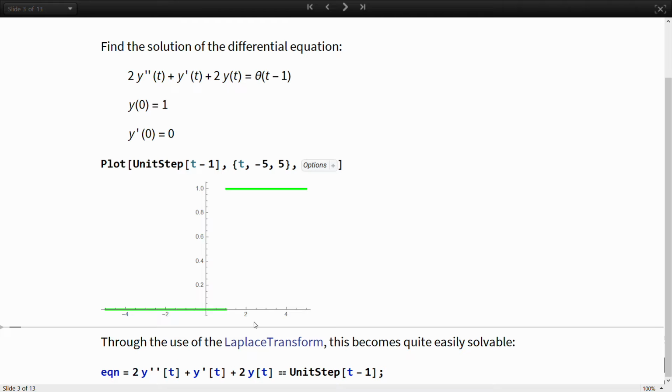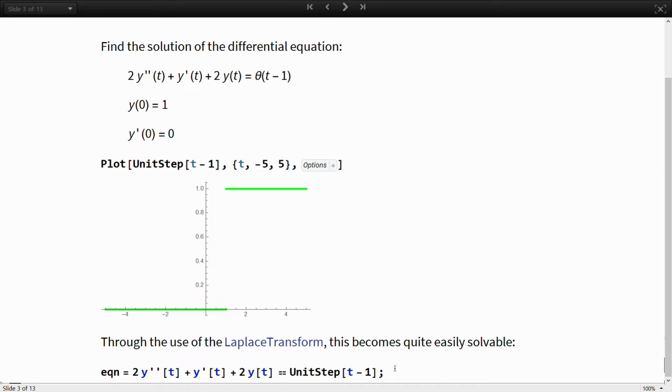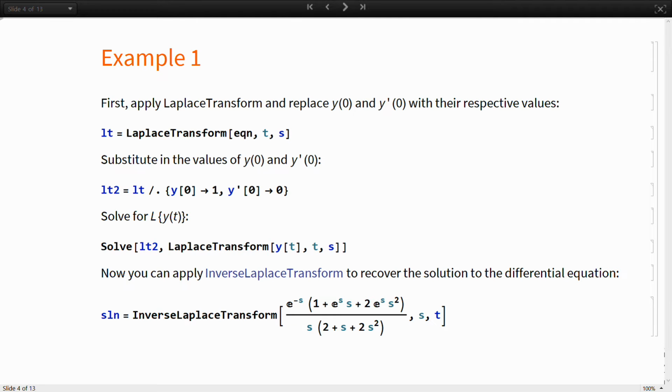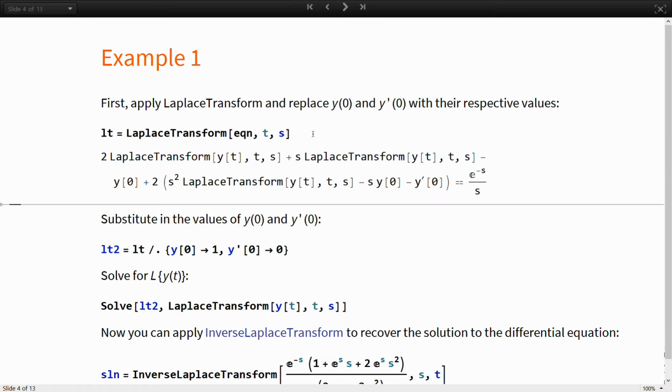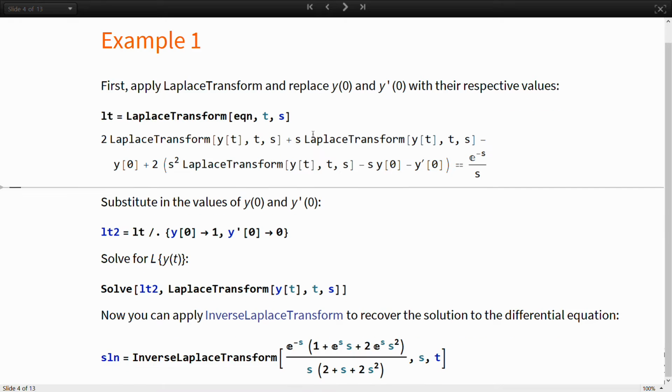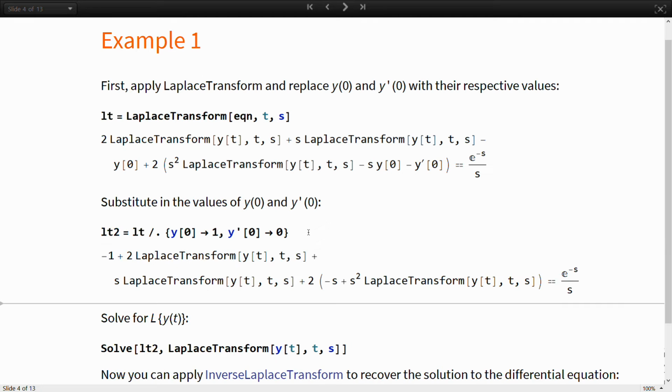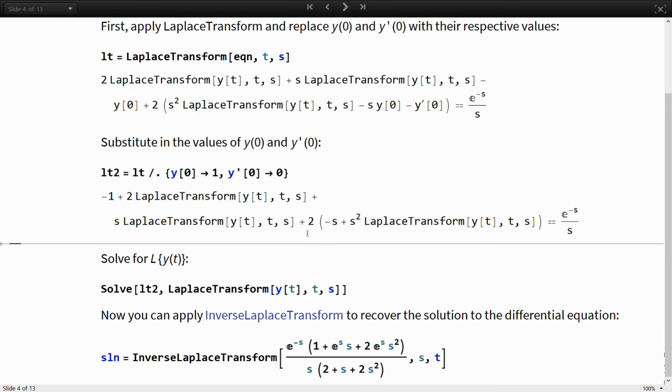To use the Laplace transform to solve this initial value problem, first define the equation in the Wolfram language. Now that we have the equation defined, apply the Laplace transform to the differential equation. When taking the Laplace transform of the equation, terms involving the initial conditions are present. These terms can be replaced with their numerical values given by the initial conditions in the statement of the problem. With the Laplace transform taken and the initial conditions substituted into the result, the next step is to solve for the Laplace transform itself.